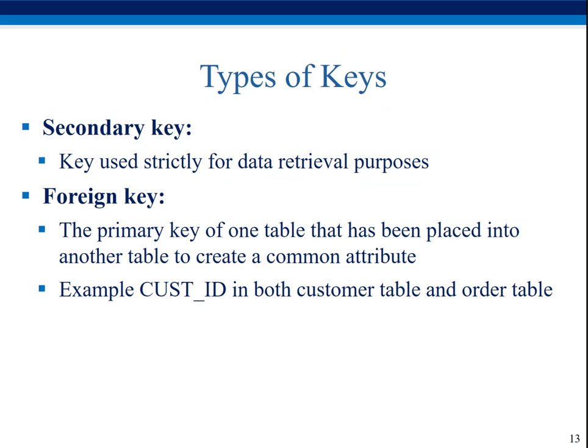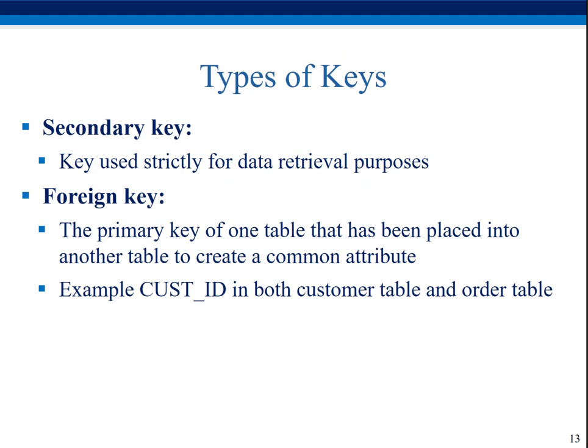Now we have a secondary key. It's just strictly for data retrieval purposes, such as a city, or a phone number or area code. Then again, the primary key of one table has been placed in another table. We're going to use that for a foreign key.